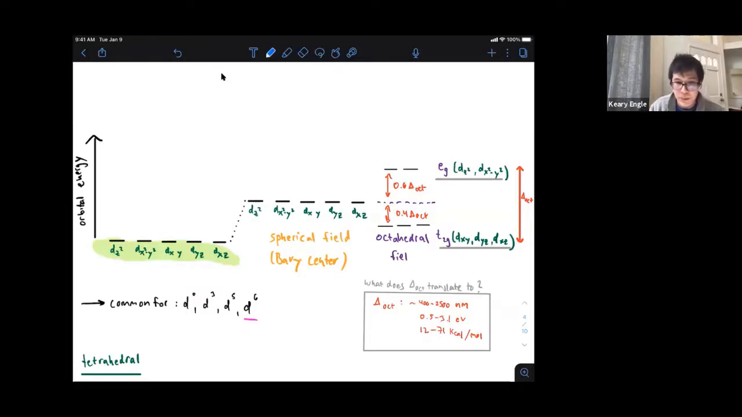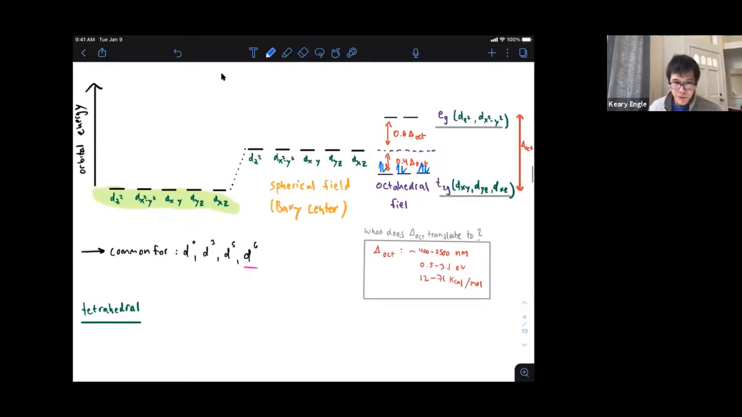I highlighted d6 here because this is something we already covered in the context of Fermi complexes. And if we just go ahead and fill these in, then for a d6 metal, this is what that would look like. So all of the T2g orbitals are fully occupied, and you have no unpaired electrons.